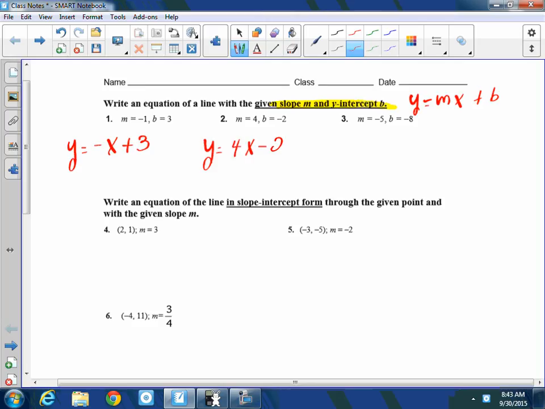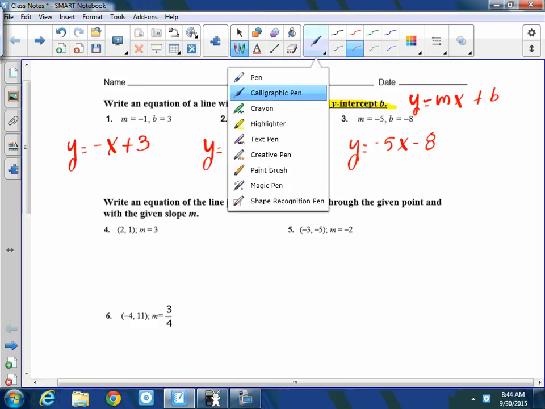4x minus 2. Yay. And the next one? Negative 5x minus 8. All right, we're done. Easy enough, right? Just plug it in. All right, let's do the next one.